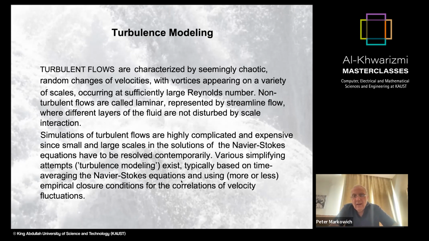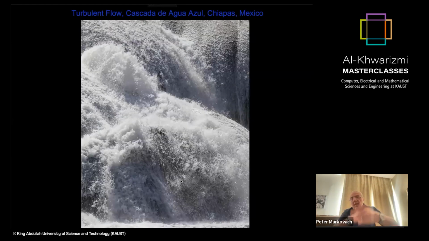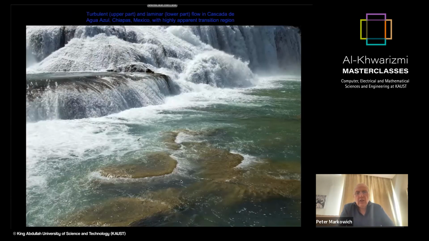Okay. Now there are simplification attempts which are based on time averaging of the Navier-Stokes equations and using empirical closure conditions for the correlations of the velocity fluctuations, but that is maybe too much detail here. So here you see a typical turbulent flow in a waterfall, right? I mean, there is no way that you can get around by describing this by a laminar type of simulation.